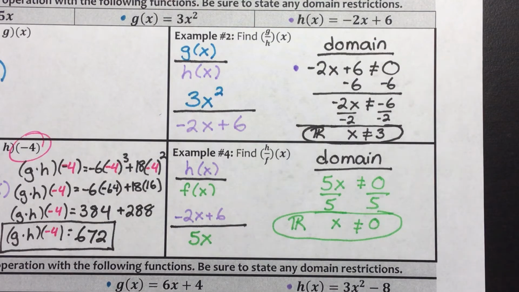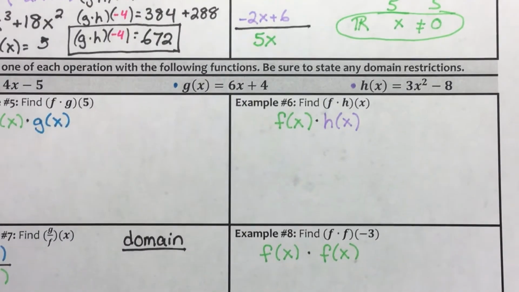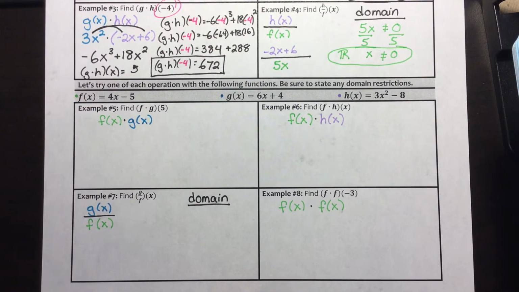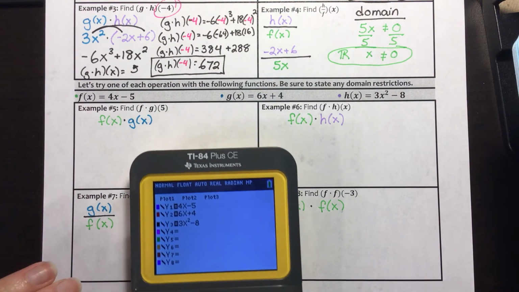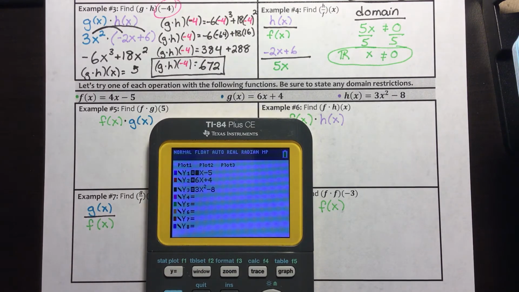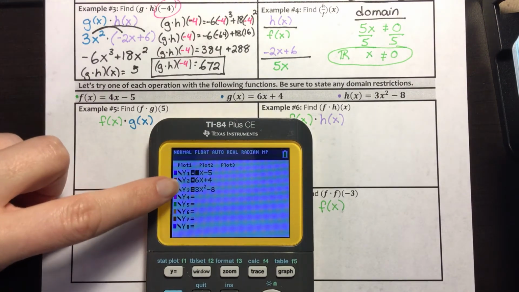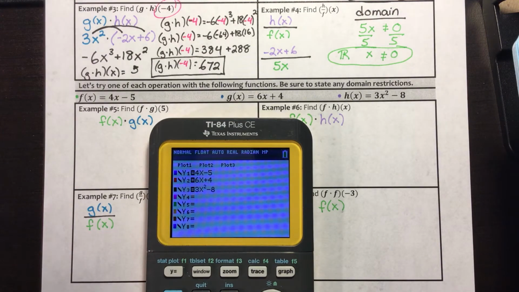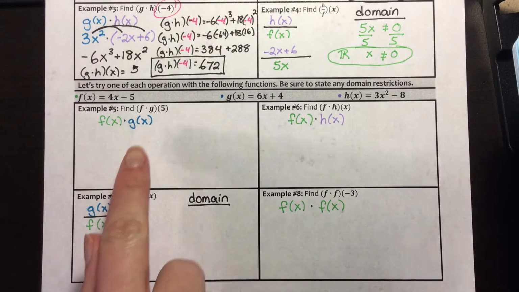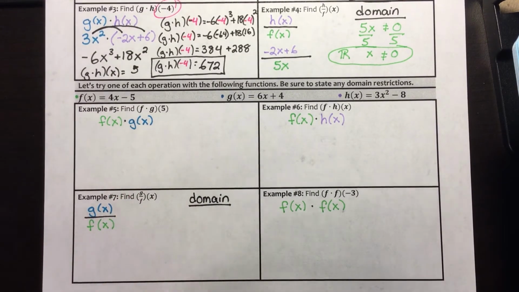All right. As we look at the next set of problems, I'm going to use the calculator on some of them. So if you want to pause right now and plug in f of x into y1, g of x into y2, and h of x into y3, I've already done that. So you hit y equals and then plug into those 3 spots.